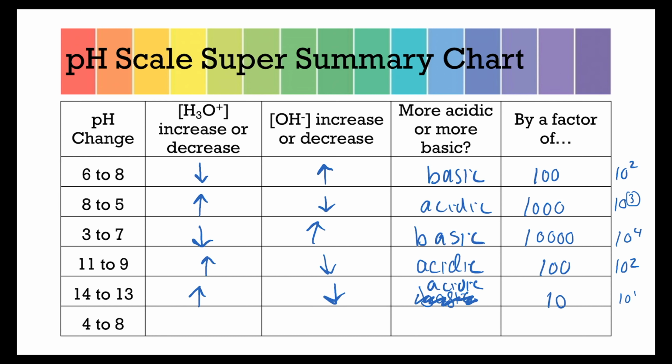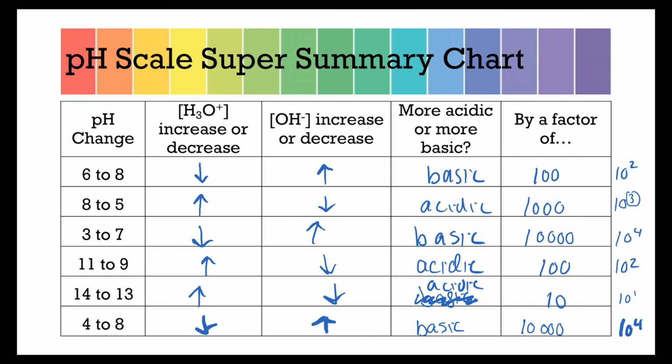Then lastly, 4 to 8, pH goes up, you're becoming more basic. So if you're more basic, your H3O plus goes down, OH minus goes up. That is a 4 pH difference. So that's 10 to the 4, so that's 10 times 10 times 10 times 10. So that is 10,000. So what that means is that 8 is 10,000 times more basic than 4.